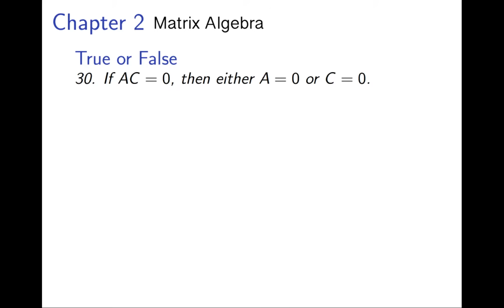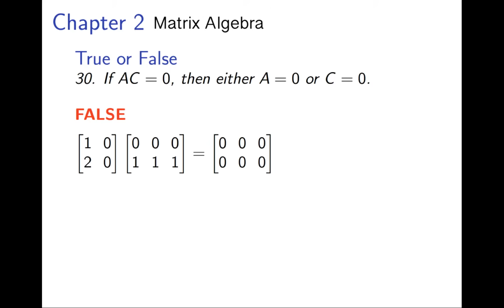Here's another one, number 30. If A times C, so the matrix A times the matrix C equals 0, then either A equals the 0 matrix, or C equals the 0 matrix. Again, that of course is false, right? And it's not too hard to come up with an example to show that this is false. Here we could have A be the matrix 1, 2, 0, 0, and C could be the matrix 0, 1, 0, 1, 0, 1. We do out this matrix multiplication, and you could check every entry is 0. But A is not the 0 matrix, and C is not the 0 matrix. Funny how that works.